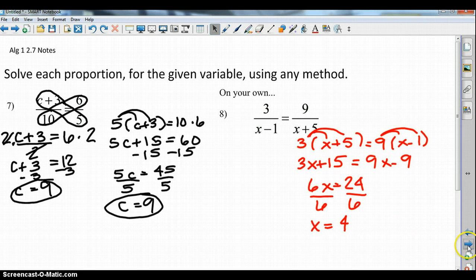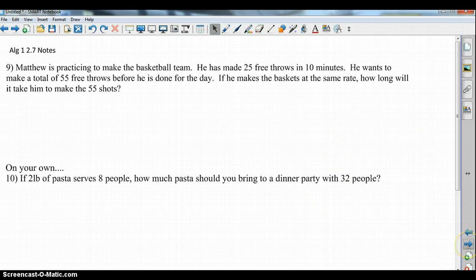We're going to move on. Number 9, we're going to do a word problem. Matthew is practicing to make the basketball team. He has made 25 free throws in 10 minutes. He wants to make a total of 55 free throws before he is done for the day. If he makes the baskets at the same rate, how long will it take him to make the 55 shots?